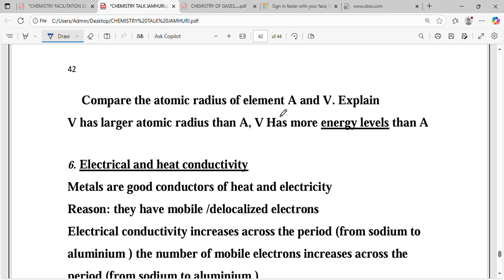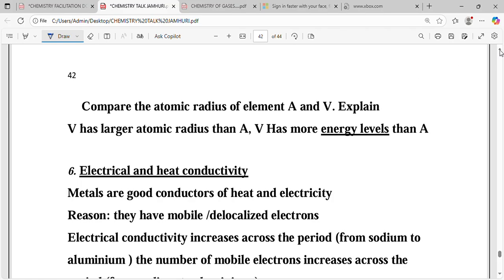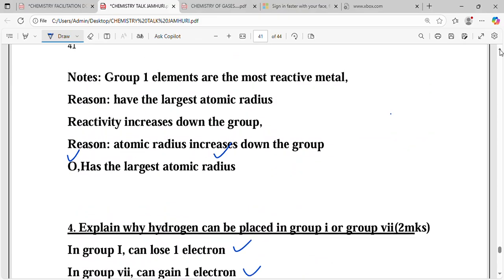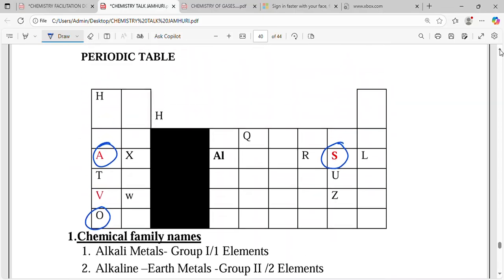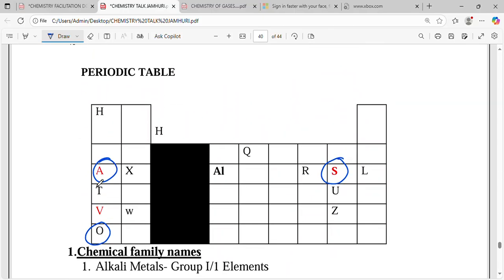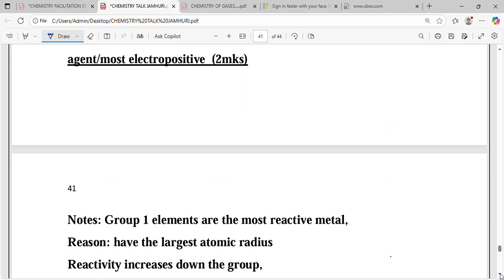So compare atomic radius of element A and B. Explain. So check their position in the periodic table. We are comparing A and B. What you need to know is that atomic radius increases down the group. So B has a larger atomic radius than A. Reason: B has more occupied energy levels than A. That's how you answer the question.